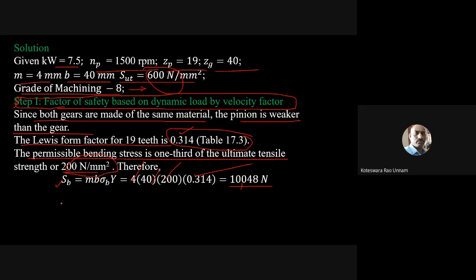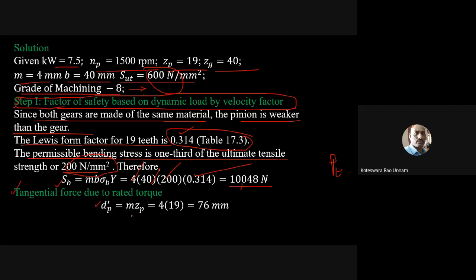Then we need to calculate P effective. For that you require PT also, so you need to calculate PT. For that we require the diameter of the pinion. M into ZP is 4 into 19. Like I already told you, we got it as 76 mm.